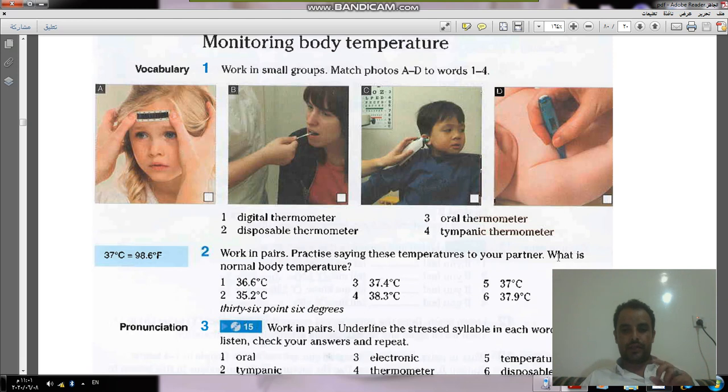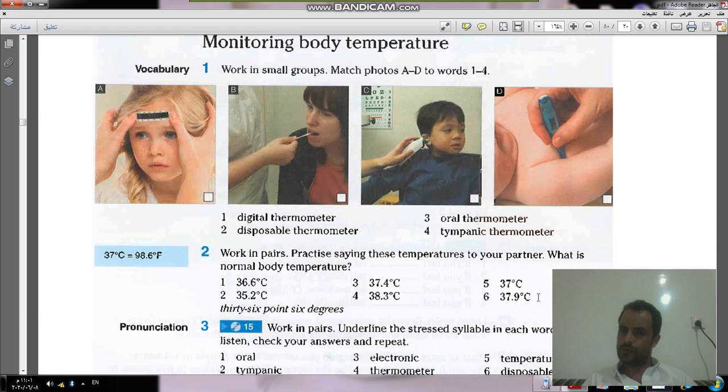Okay, what's the question here? Read it. What is normal body temperature? What is the normal temperature of your body? Choose from 1 to 6. Is it 36.6 degrees? 35.2 degrees? 37.4 degrees? Or 38.3 degrees? Is it 37 degrees or 37.9 degrees?